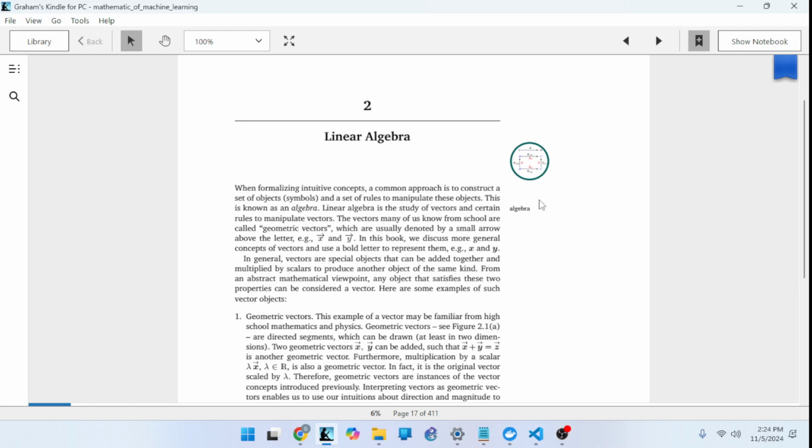So, linear algebra. When formalizing intuitive concepts, a common approach is to construct a set of objects, symbols, and a set of rules to manipulate these objects. This is known as an algebra. Linear algebra is the study of vectors and certain rules to manipulate vectors. The vectors many of us know from school are called geometric vectors, which are usually denoted by a small arrow above the letter. And then e.g. stands for for example, i.e. stands for this means. So, for example, these, hopefully that'll look familiar.